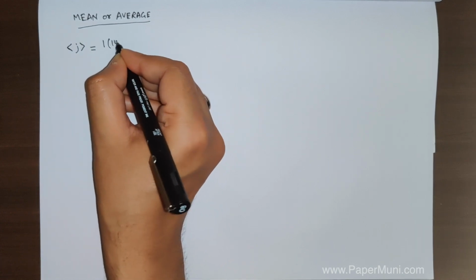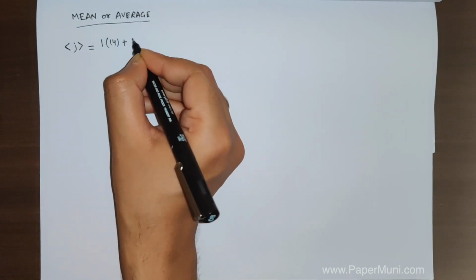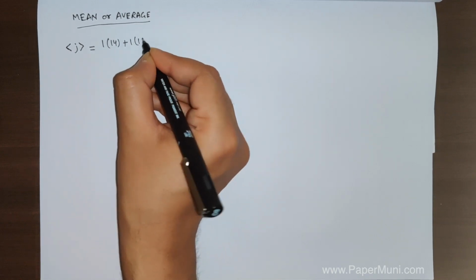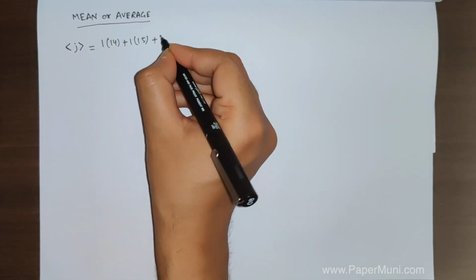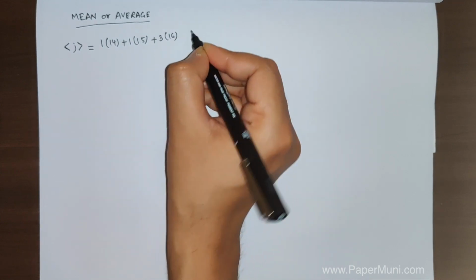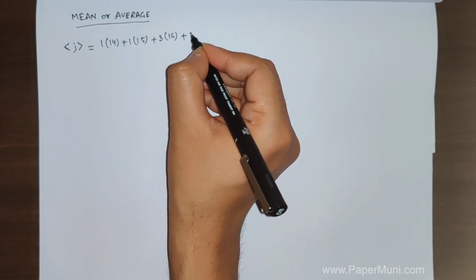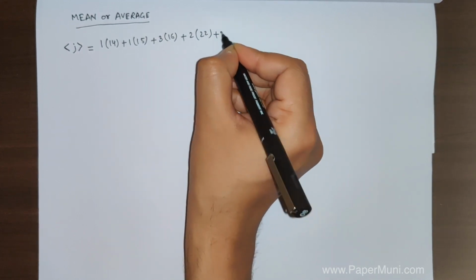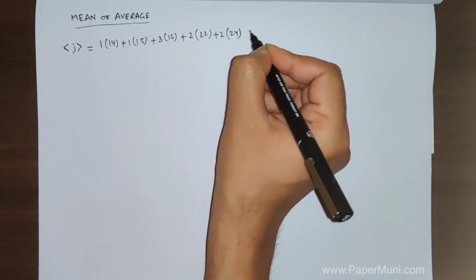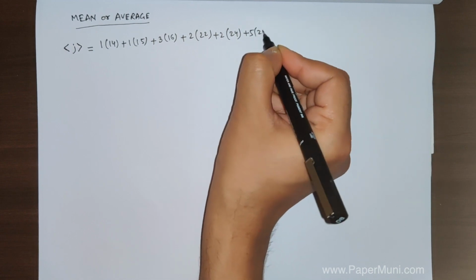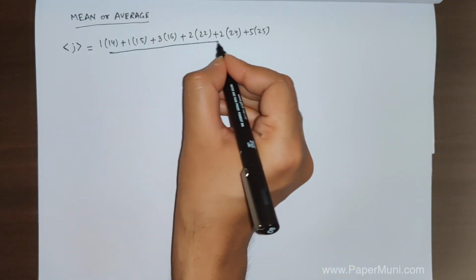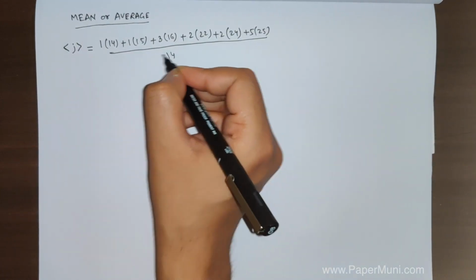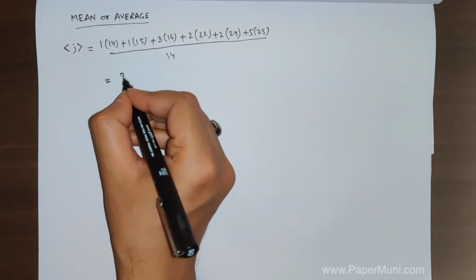We'll just add up all the ages of the students. We can write like this, right? Number of students with age 16 is 3, so we multiply by 3. Number of students with age 22, we have 2, age 24, we have 2, age 25, we have 5. Now dividing by the total number of students, this will be 21.